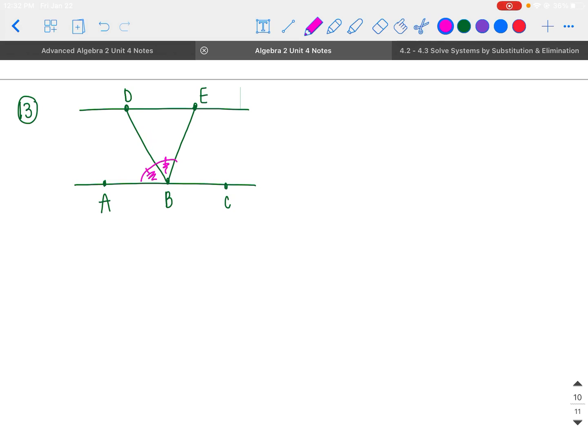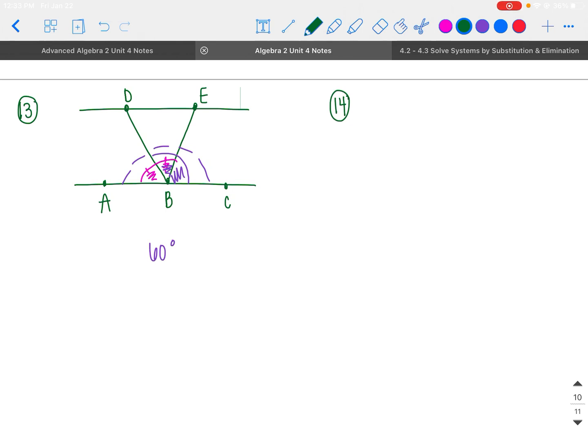Well, then it tells us that BE bisects this angle. So that would mean that this angle and this angle are the same. Well, for that to be the case, we have to have all 3 angles the same. And if all 3 angles are the same, they have to each be 60 degrees because 180 degrees is a line. So 180 divided by 3 is 60.